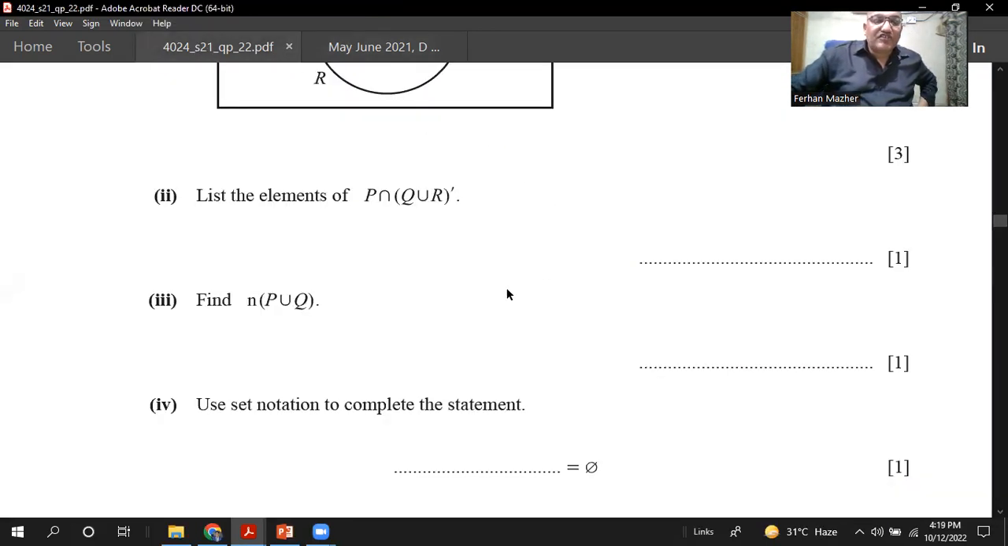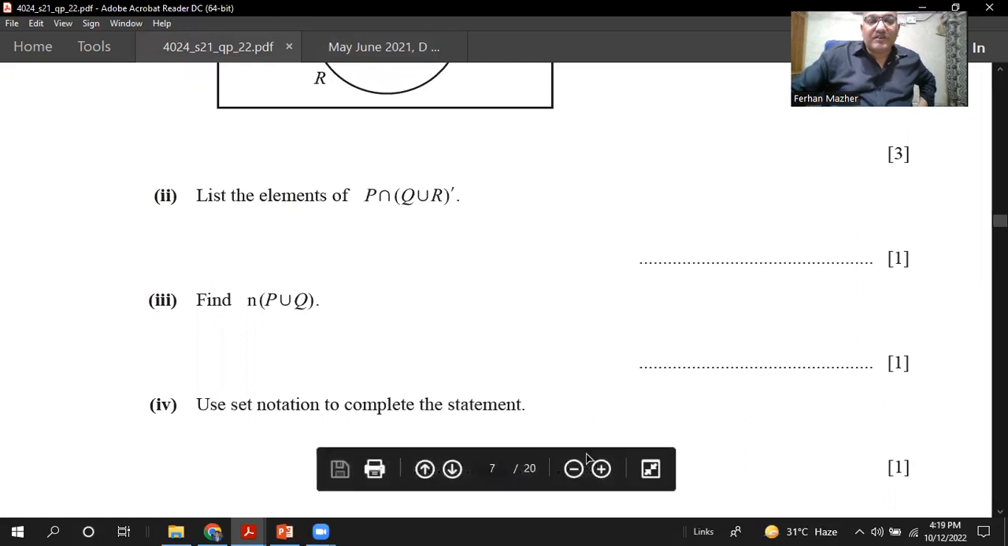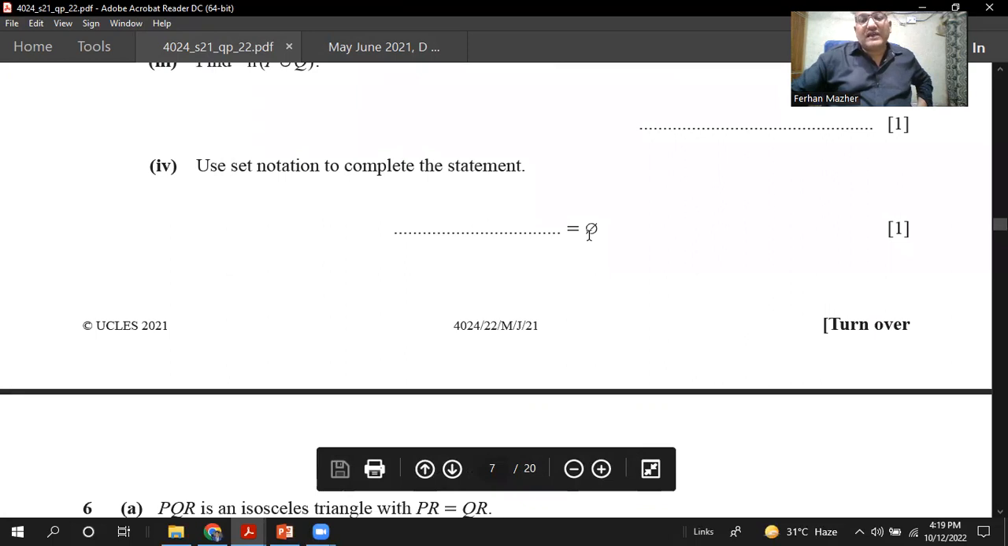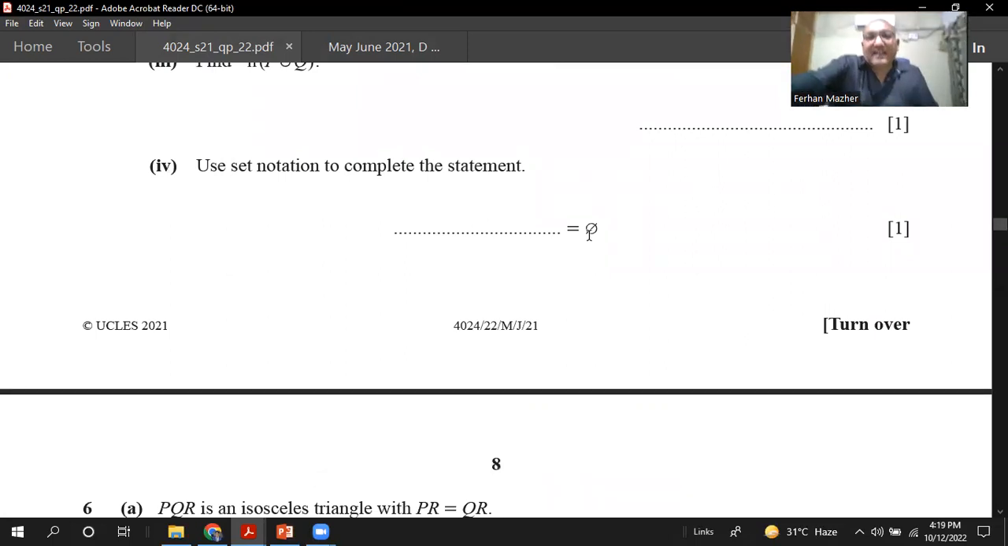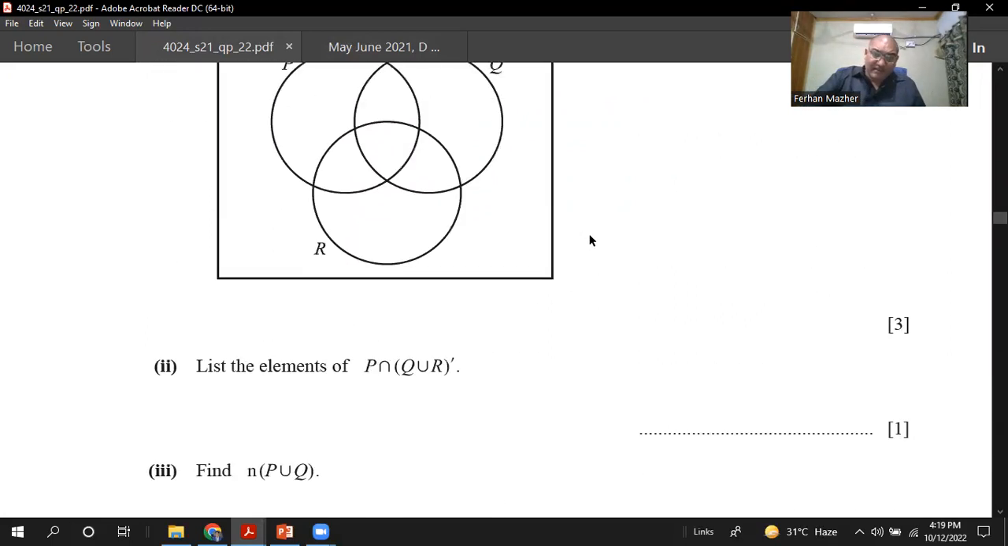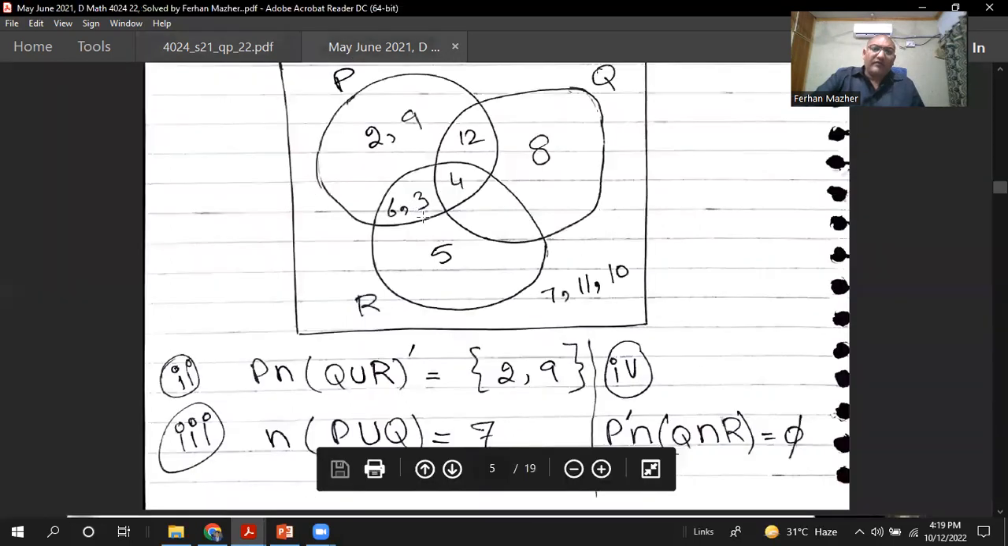Okay. Then their question is, use set notation to complete the statement. Okay. So here they have shown an empty set. This is a symbol for the null set. And which portion is empty set here? This portion is empty set. And what is this? This is P complement intersection Q complement R. This portion is P complement intersection Q intersection R. That is empty.